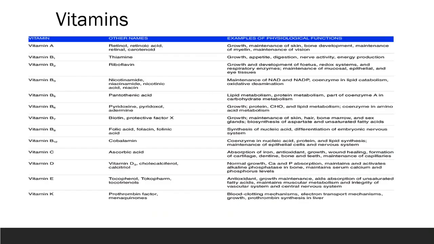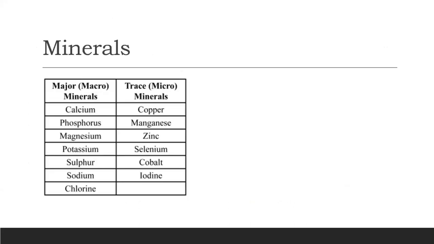And then come the vitamins. I have mentioned here the vitamin forms, vitamin A and their other names, how they are referred to and their forms. Vitamin A is retinol, vitamin B1 is thiamine, and examples of physiological functions are there. You can go to the slide later on; I don't have to read it out.